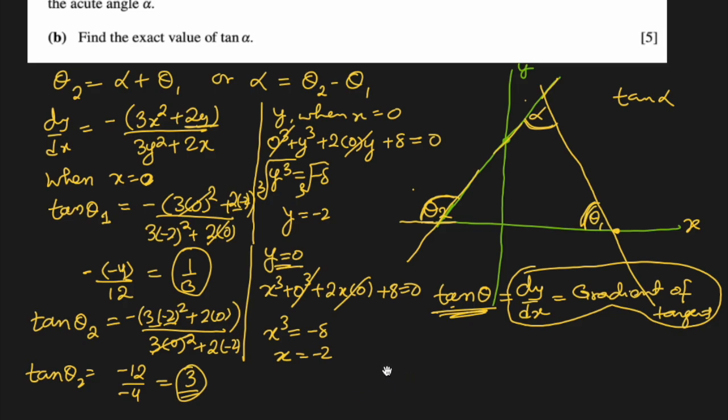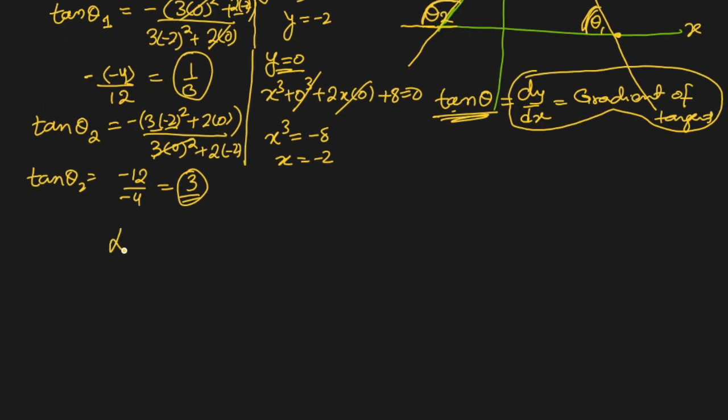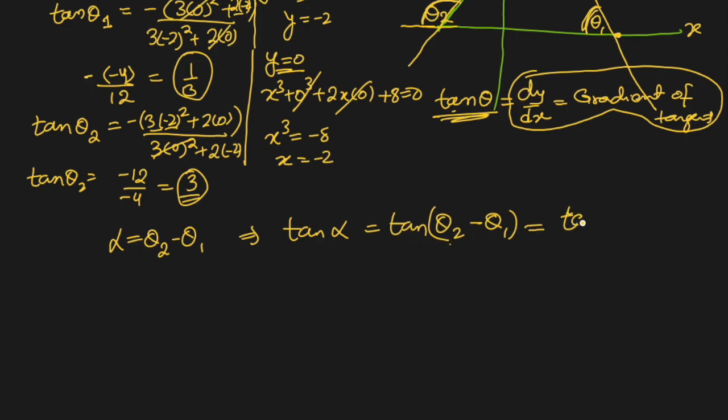That's fine. Okay, so now they're asking us to find tan alpha, right? Because alpha is theta 2 minus theta 1, that means tan alpha equal to tan of theta 2 minus theta 1. And the identity for tan A minus B is tan A minus tan B divided by 1 plus tan A tan B.